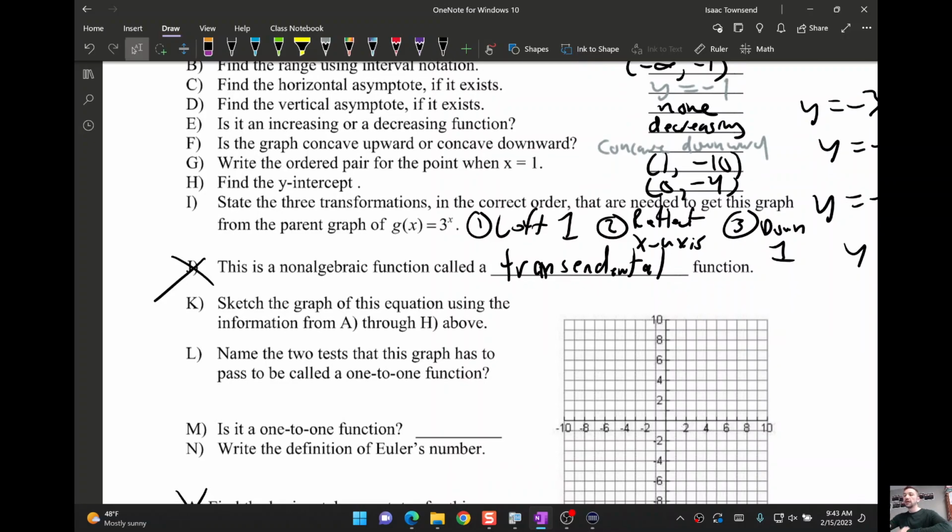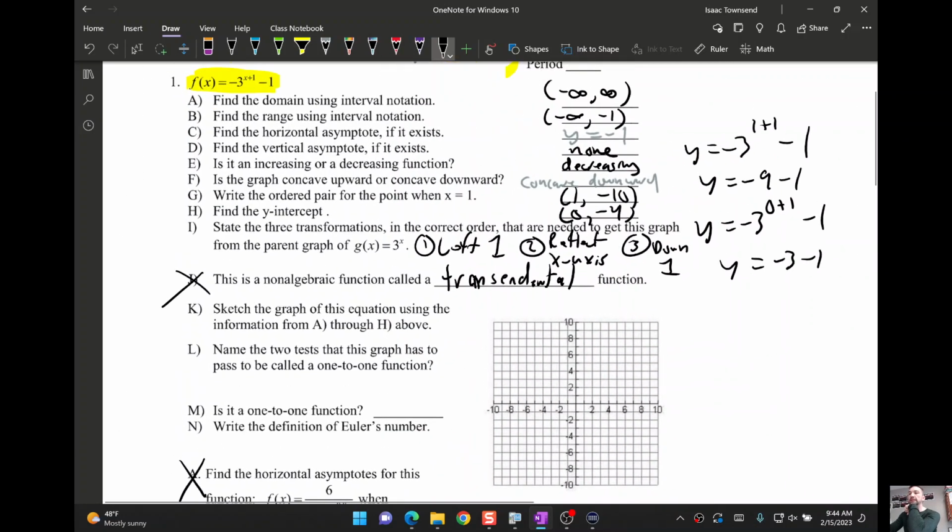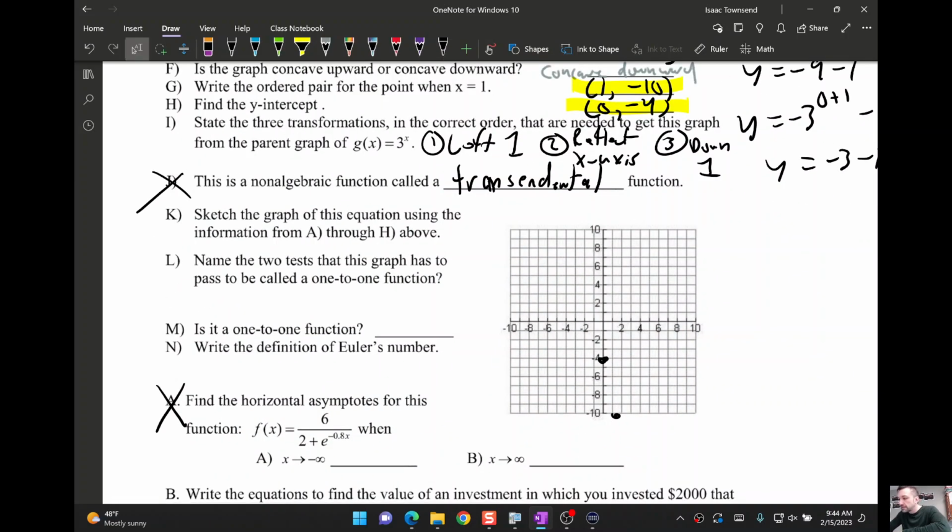Alright, K. Use all of the information from A through H to give a detailed sketch of what we had. Well, this is actually going to be really easy because we've done a lot of the legwork. We've got 2 points. We can put them both on the graph. And we know the horizontal asymptote that it approaches. Asymptotes should show up as dashed lines.